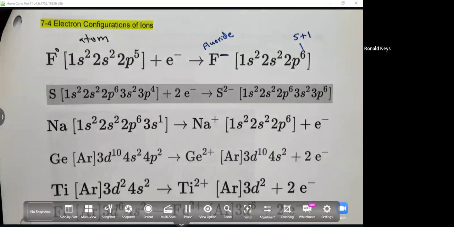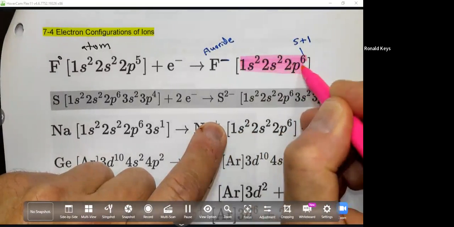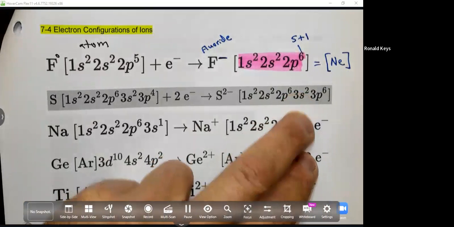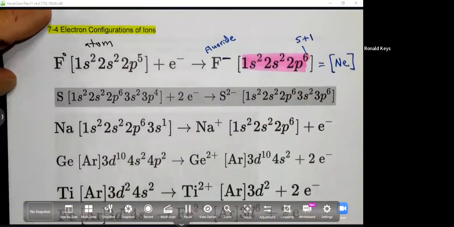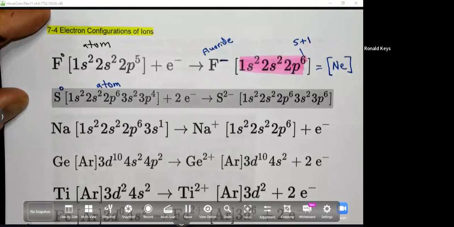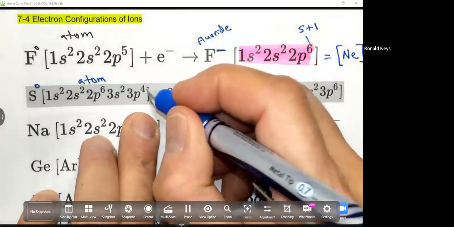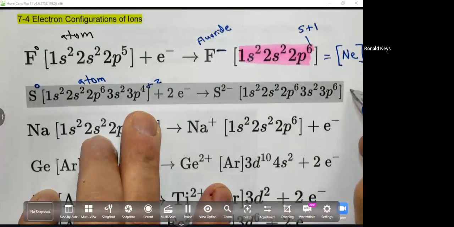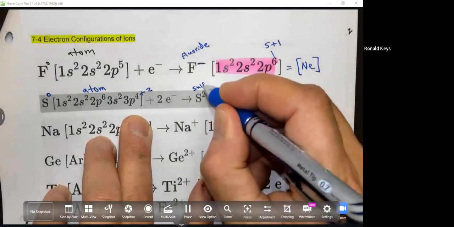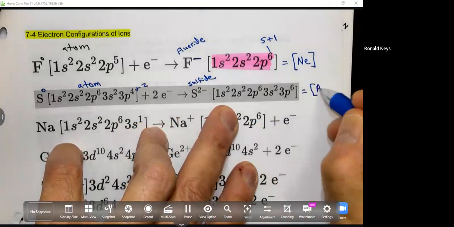And this is the same as the noble gas electron configuration. Remember, they all want s2p6. This is the same as neon, right? Here is an atom of sulfur. What's the charge on an atom? It doesn't have a charge. Sulfur gains 2 electrons. 4 plus 2, you've got 6. This is now sulfide. And what noble gas configuration do we have? Argon, right?